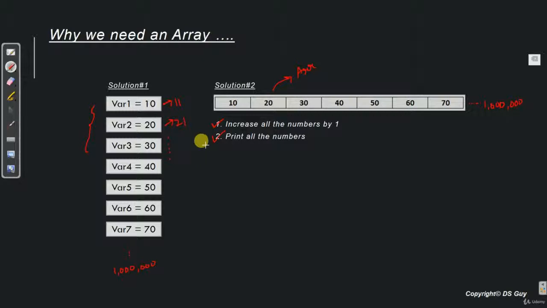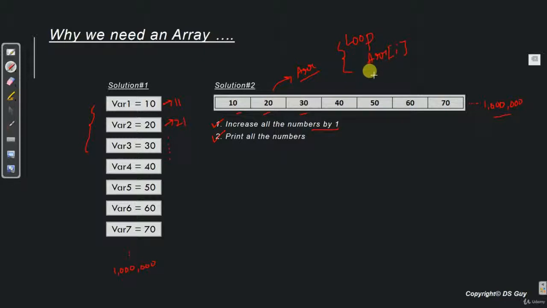So what can be done? This is where an array comes into the picture. Let's say we have an array named ARR with 1 million cells in it. In each cell we put the same values which we were putting in the variables, that is 10, 20, 30 and so on. But the advantage with the array is that if you want to increase all these numbers by 1, it's extremely simple. All we have to do is use a loop and point out the cell number of this array, and that is all.